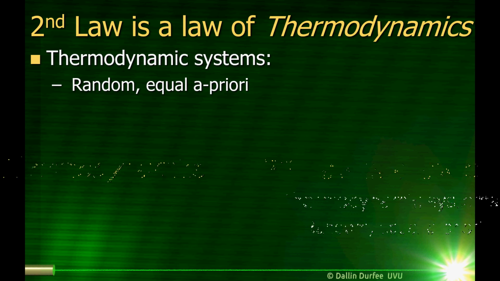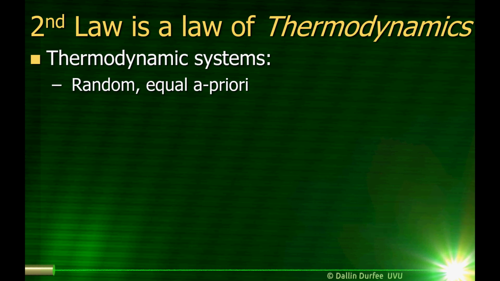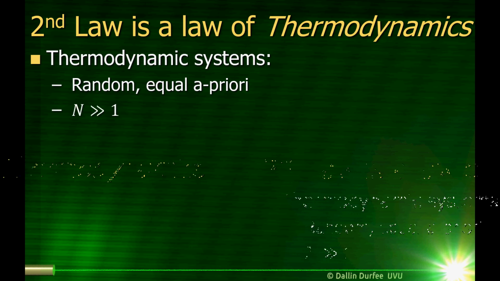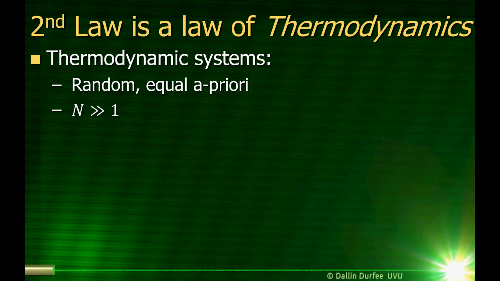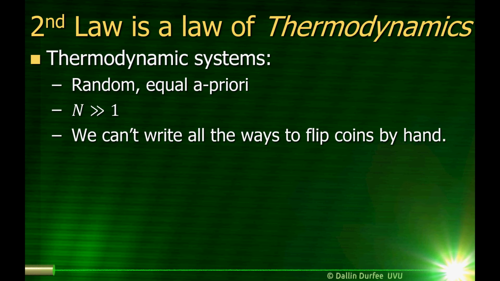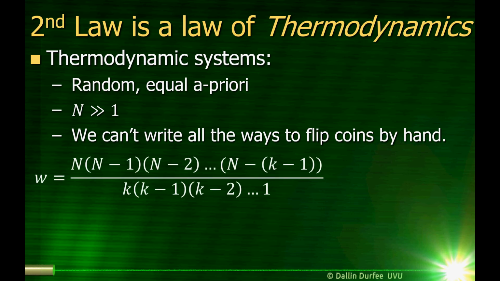So our coins do fit that definition, but there's another thing you need to have in order to have a thermodynamic system. You have to have a very large number of particles. So our 4 coins do not constitute a thermodynamic system. Now, as the number of coins gets bigger, as we approach a thermodynamic system, it gets really hard to write down the number of ways you can flip a coin by hand. So let's think about this more mathematically. Let's imagine I have n coins and k of them are going to be heads up. How many different ways can I have k coins out of my n coins heads up?